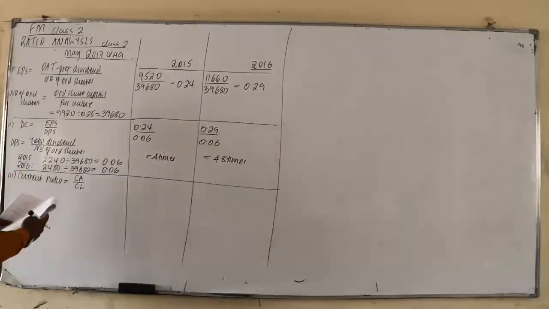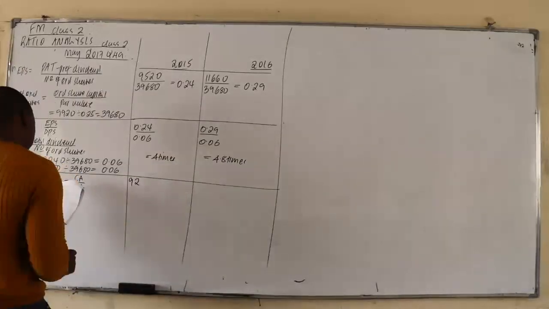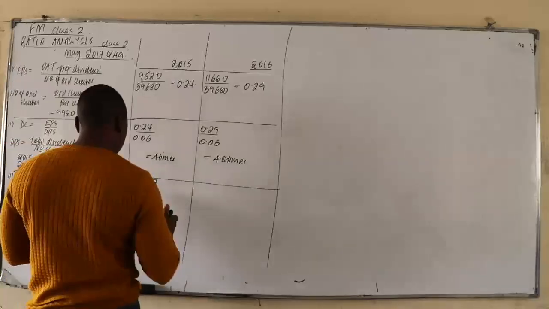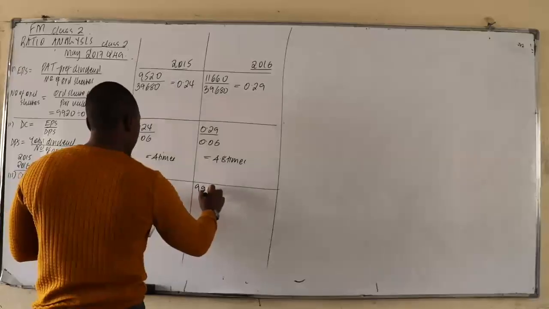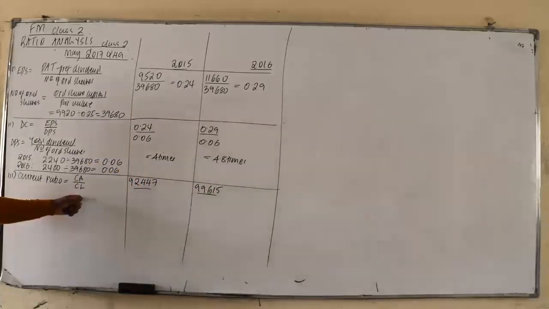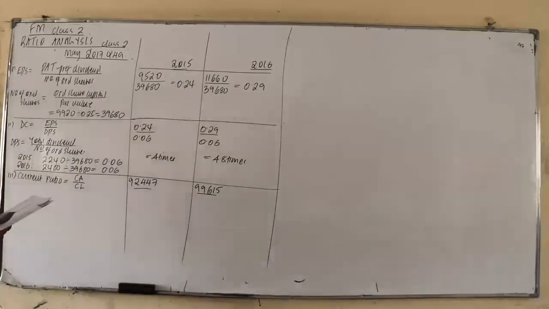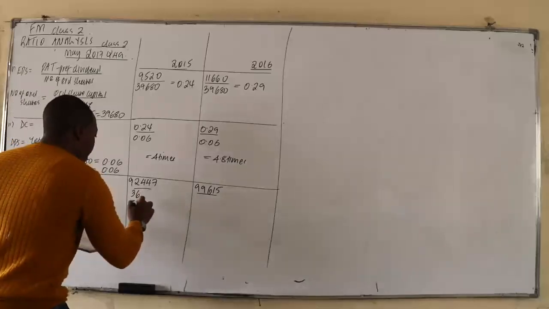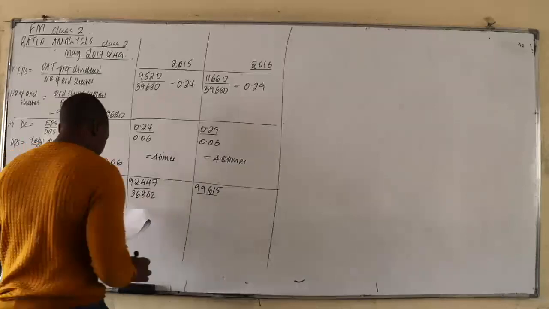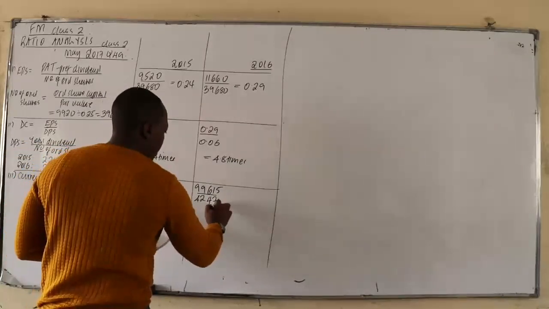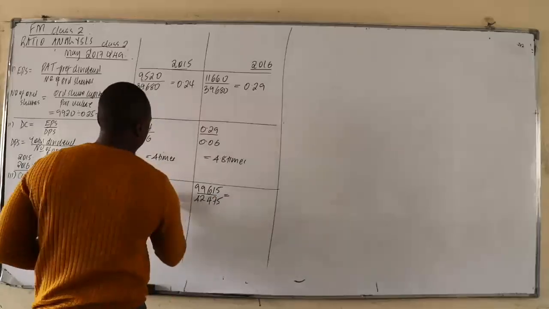The current assets here we have is 92,447. Then for 2016 we have 99,615. Then we divide by the current liabilities. The current liabilities we have is 36,862, and for 2016, 42,475.